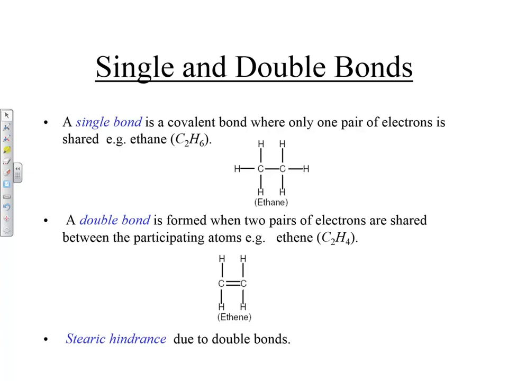Steric hindrance. Hindrance means obstruction, but steric means it's with reference to the shape. Because of this double bond, you cannot rotate the right hand side with respect to the left hand side around this without twisting this double bond. So that is referred to as steric hindrance. And that can play an important role in determining the final shape of an organic molecule. All right, any other questions?